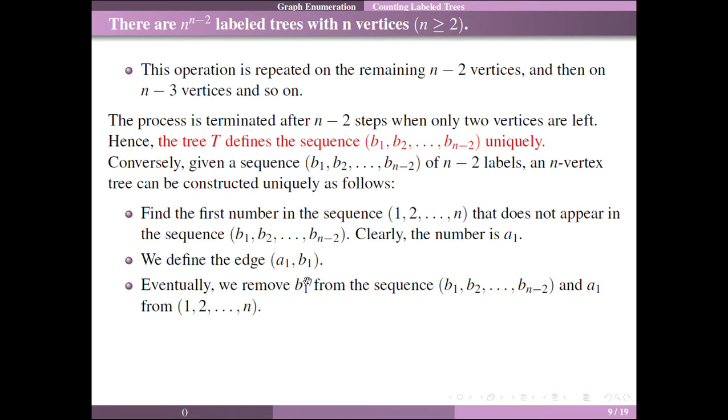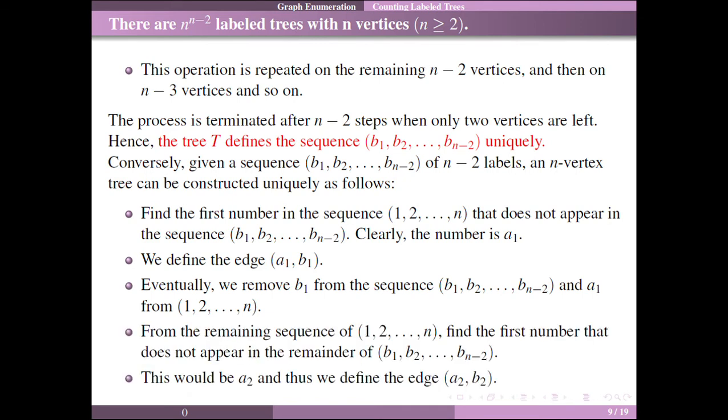Next, we remove A1 from the first sequence and B1 from the second sequence. From the remainder of these two sequences, we find the first number of the sequence 1, 2, 3, etc., up to n that does not appear in the remainder of B1, B2, etc., Bn-2. If it is A2, then we define the edge A2B2 and remove A2 from the first sequence and B2 from the second sequence.